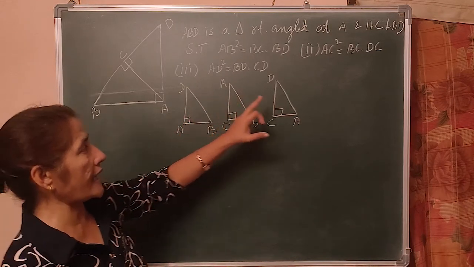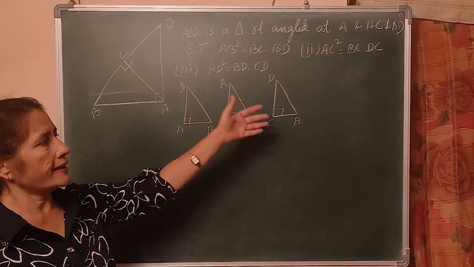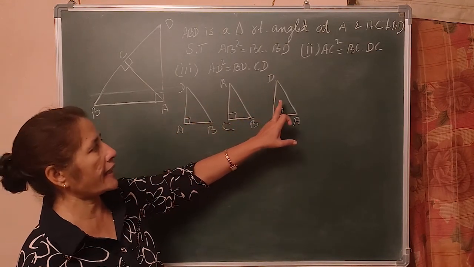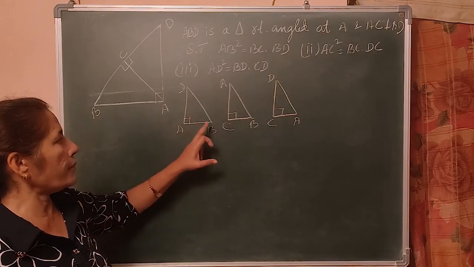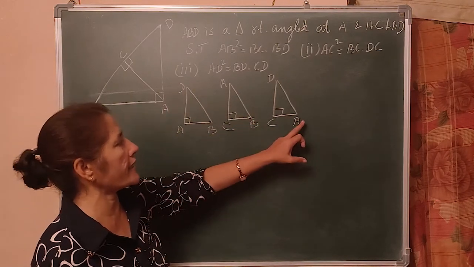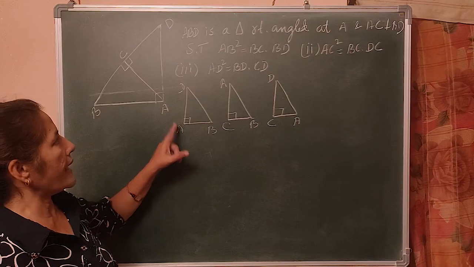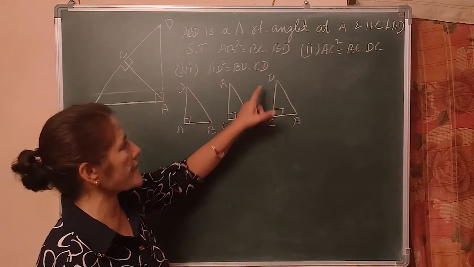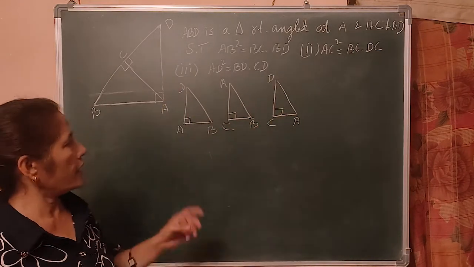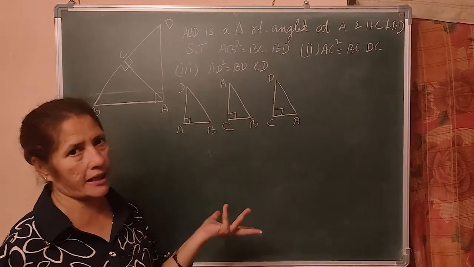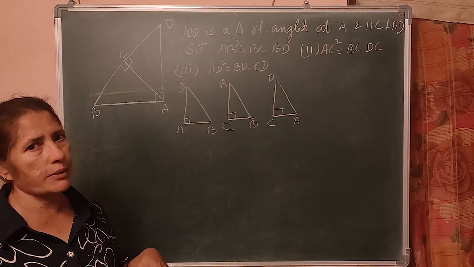Now, this triangle and this triangle, original triangle and the other triangle. What is that? In triangle ABD and in triangle ACD, angle BAD is equal to angle ACD is equal to 90. Angle ADB is equal to angle CDA common. Therefore, angle ABD is equal to angle CAD remaining. Therefore, the two triangles are similar.